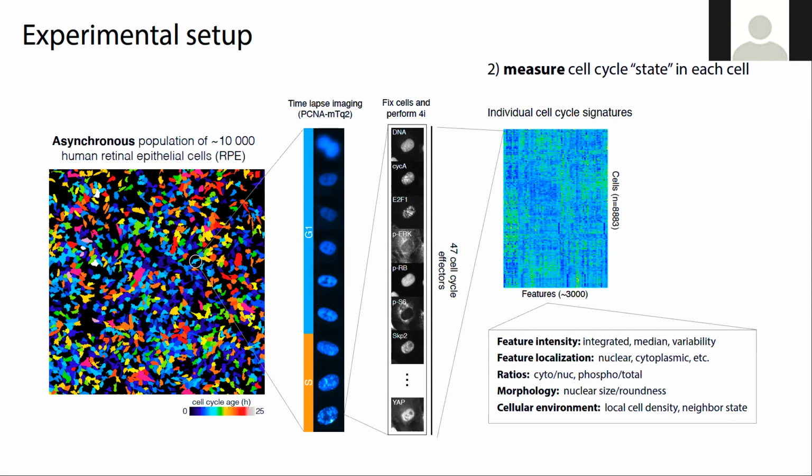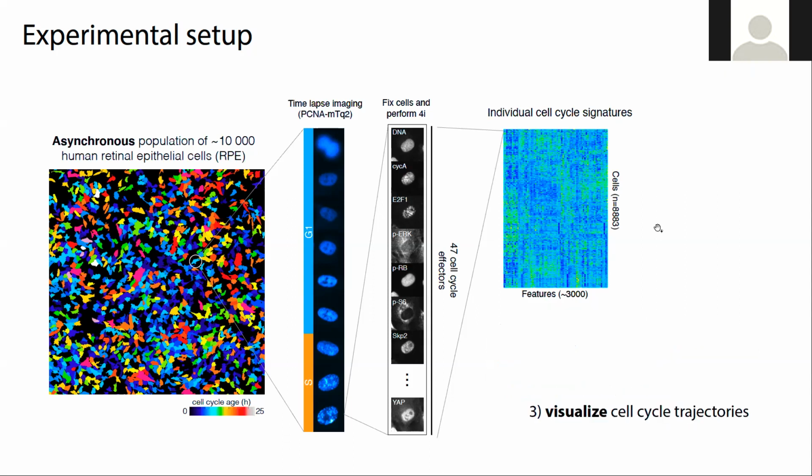At the end of this experiment, we ended up with these high dimensional signatures representative of each cell's cell cycle state for almost 9,000 individual cells. Next, we need to find a way to visualize these high dimensional data in a lower dimensional space to try to make sense of them. Now, our assumption here, of course, is that cells at similar positions of the cell cycle will have similar cell cycle signatures and be located close to one another in this high dimensional space.